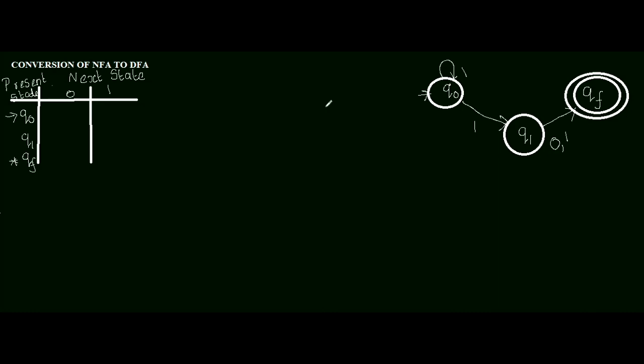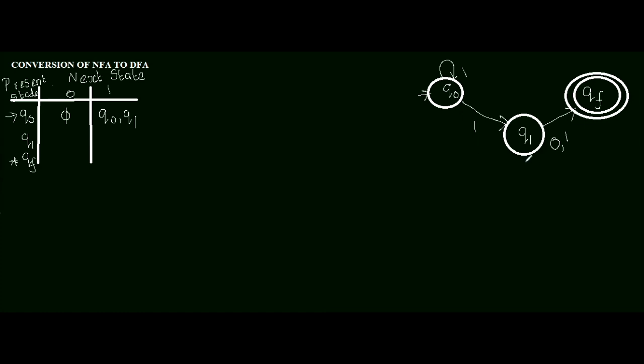In this example, we have three states Q0, Q1 and QF, where the initial state is Q0, so I have written an arrow followed by Q0, and the final state is QF because two double circles are there, and I have mentioned here a star QF, and here we have two inputs 0 and 1. Now if Q0 is your present state and 0 is your present input, we don't have any next state, so it is empty. If Q0 is your present state and 1 is your present input, we have two next states, one is Q0, another one is Q1.